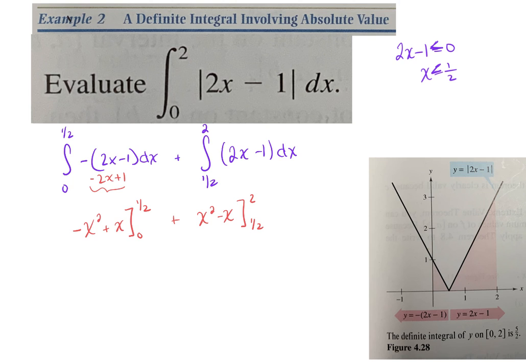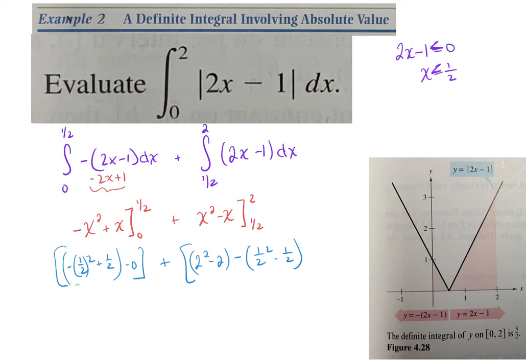For this first one, it's nice because when I plug in the 0, it's going to 0 out. So I have -1/2 squared plus 1/2, and then minus 0. So that's easy. And then over here, I'm going to have 2 squared minus 2, and then subtract from that 1/2 squared minus 1/2. So far so good.